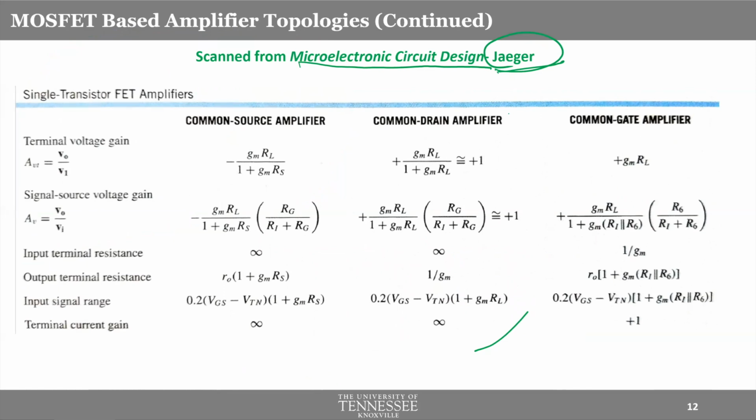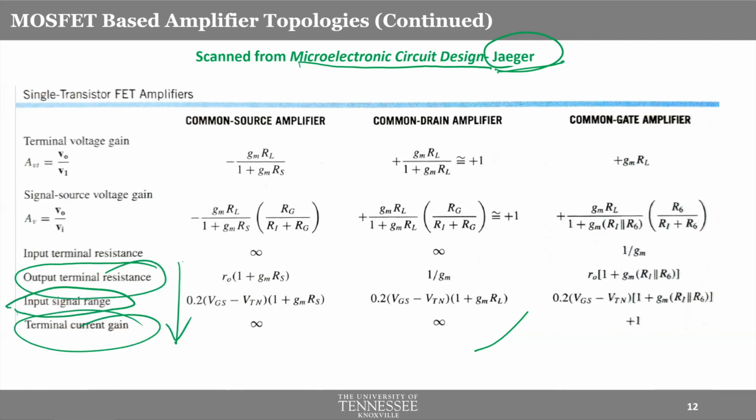And for the sake of this course, the electronic devices, we are not really going that much into the details of, for example, input signal range, output terminal resistance, terminal current gain. I'm not going to talk about the details of these concepts, but just remember, we just talked about two concepts, right? gm, transconductance, and ro, output resistance. These are very important parameters for transistors. But we haven't talked about all the important parameters that are there for a transistor. And turns out when you talk about analog design, those characteristics are very important.